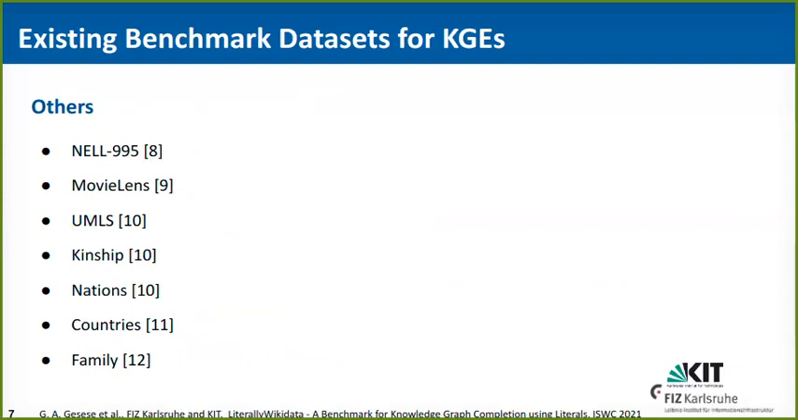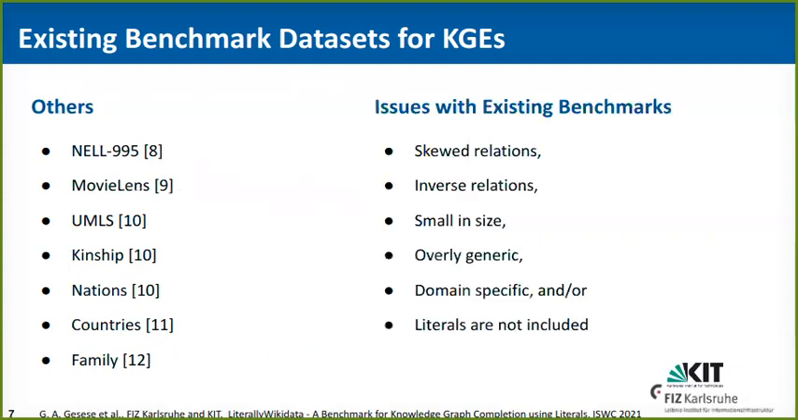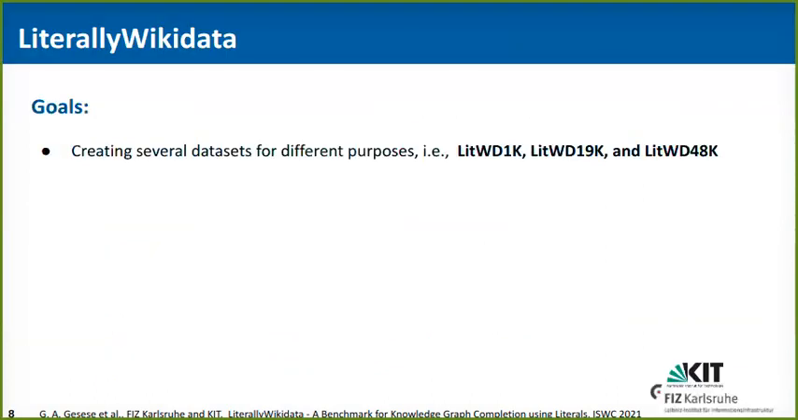There are other datasets, those you see here, most of which are either domain specific or smaller in size. As a summary, with existing datasets, we see one or more of these issues: skewness, inversion, less number of triples, having highly generic facts, being very domain specific, and not giving focus to literals. Hence, in this work, the purpose is to create several datasets which address the drawbacks of the existing benchmarks and with a special focus on literals.